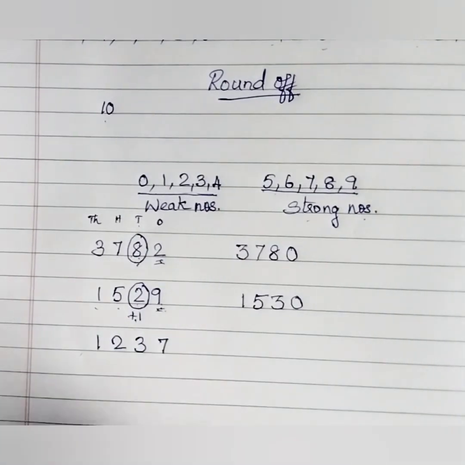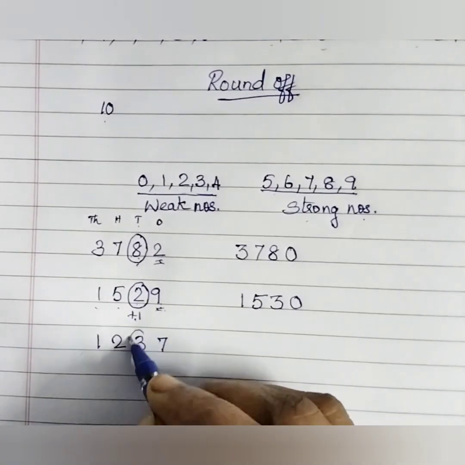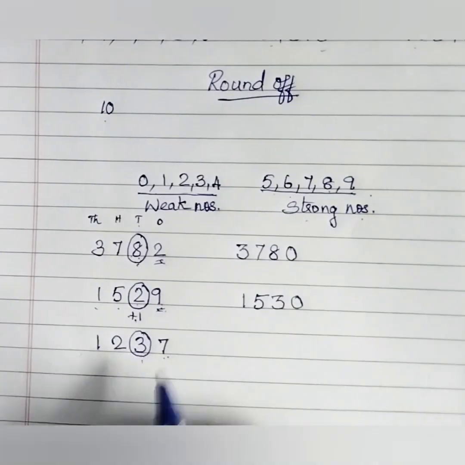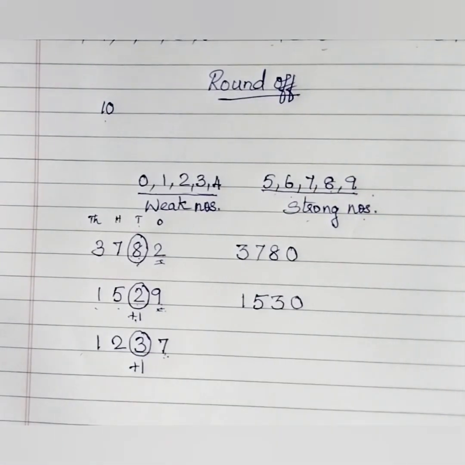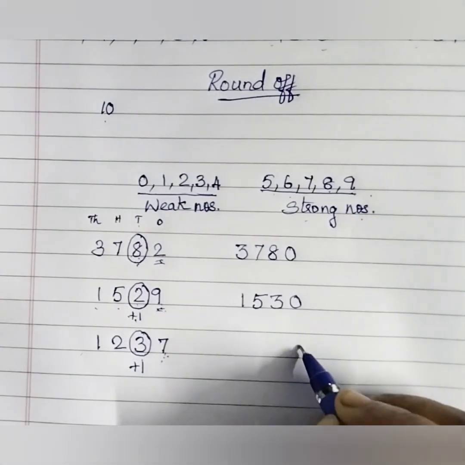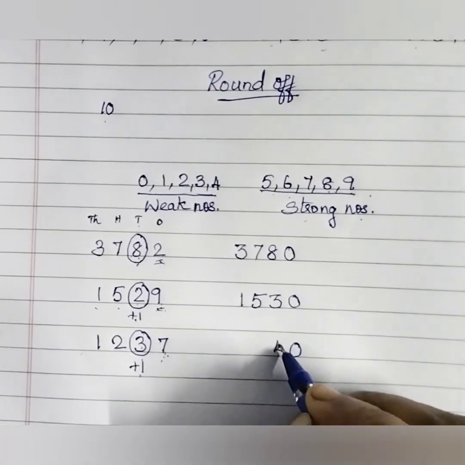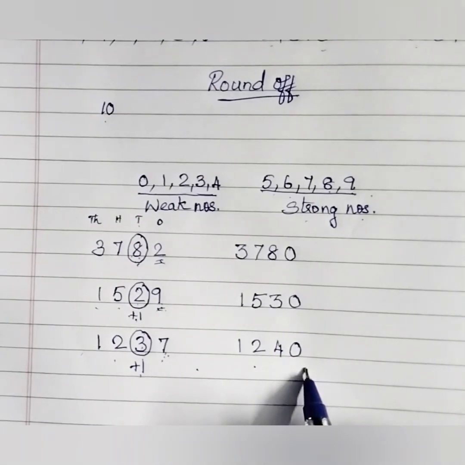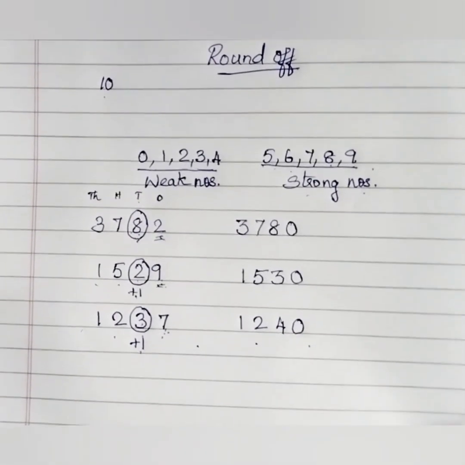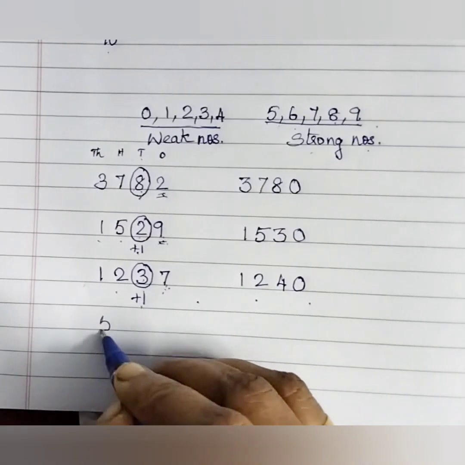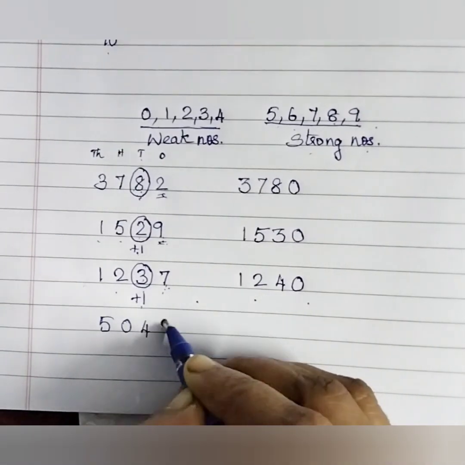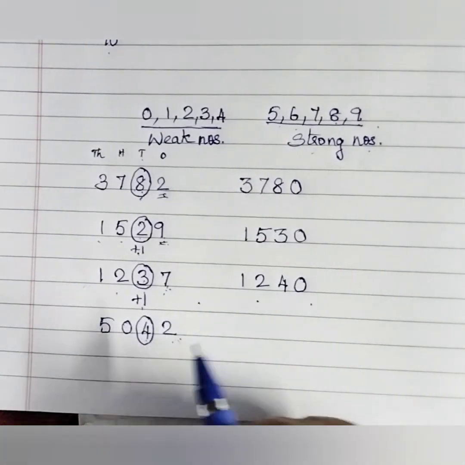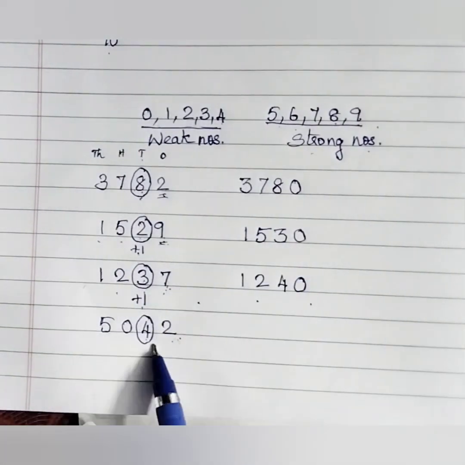Next question, 1237. The digit to be rounded is 3. The digit at right is 7. It is a strong number. So add 1 to 3. Now 7 is replaced by 0. 3 is added with 1, 4, 2 and 1. The answer is 1240. If you understand this with tens, it will be easy for you to learn to round it off to nearest 100 and 1000 very easily.